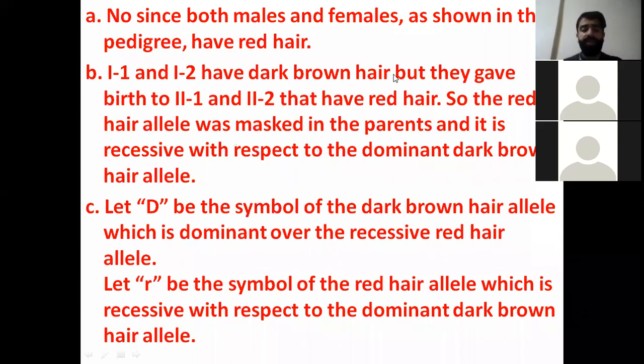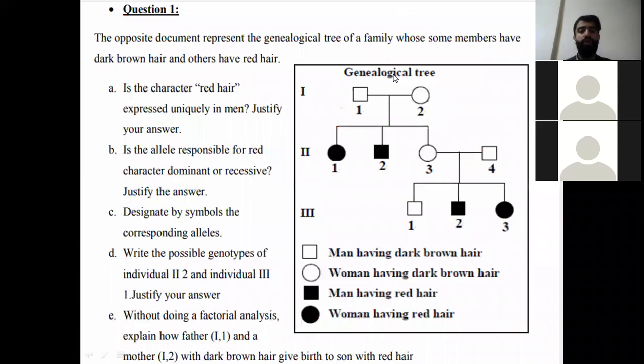Moving now to part D. Write the possible genotypes of individuals 2,2 and individual 3,1. Let's start step by step. In this part, I'm going to solve all the genotypes of the individuals, all the genotypes in the whole pedigree. So step by step, and let's start with Cynthia.